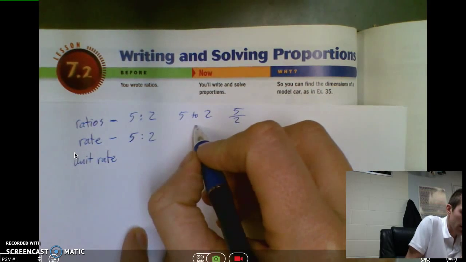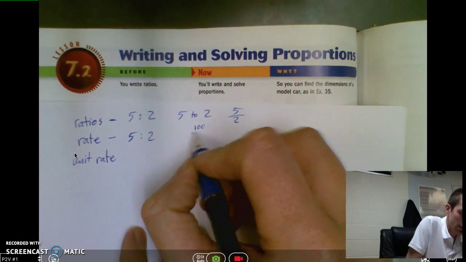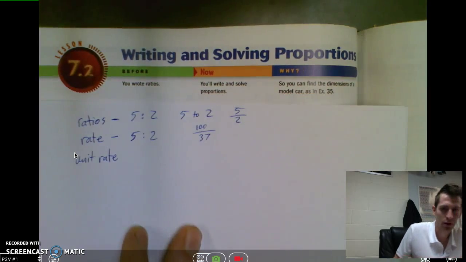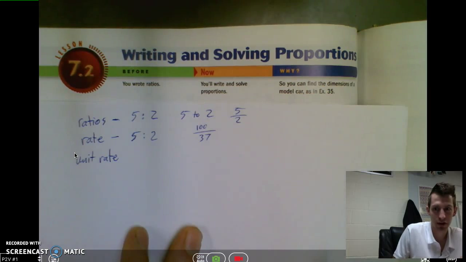Or there are 100 girls at this school to the 37 boys. The ratio of girls to boys is very high.